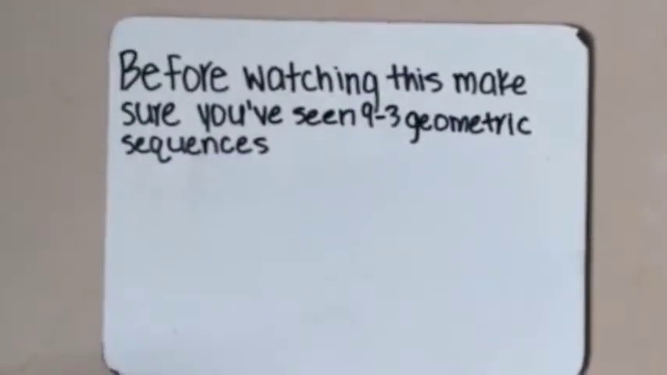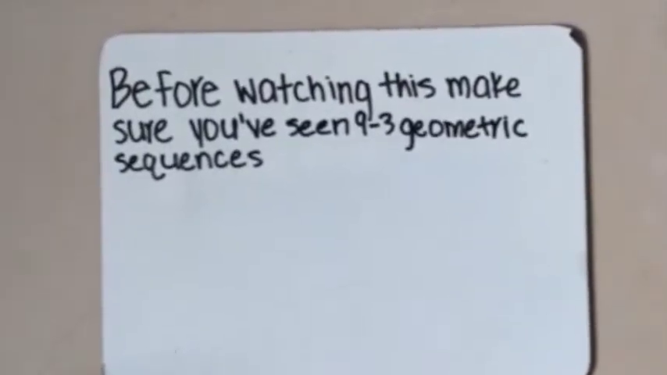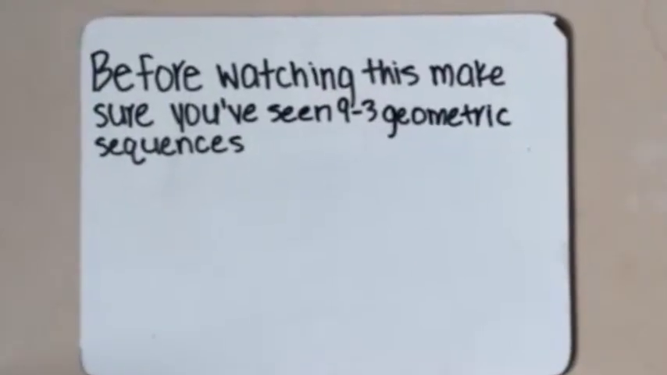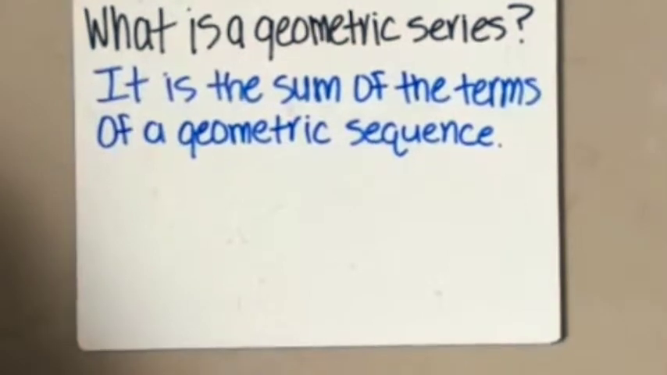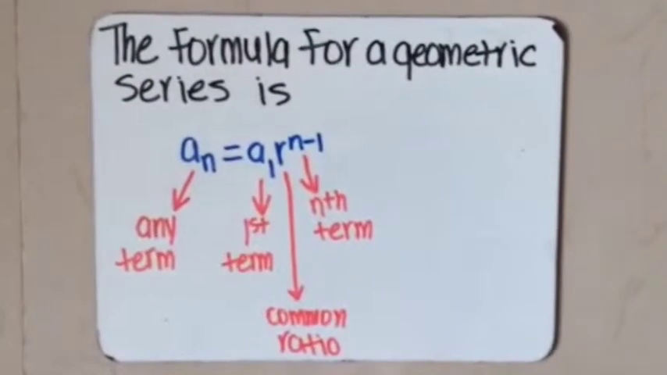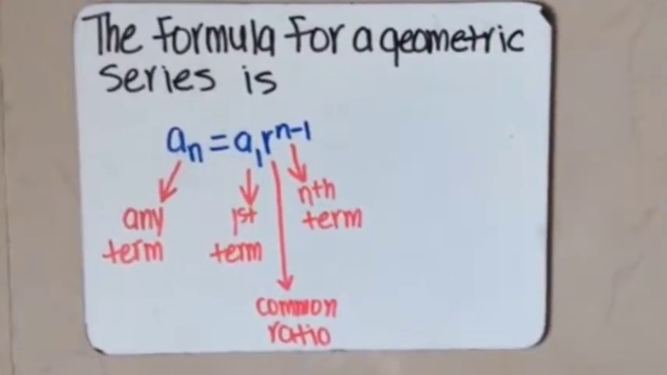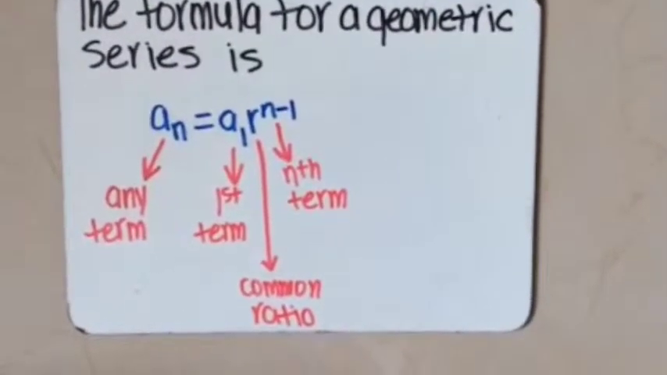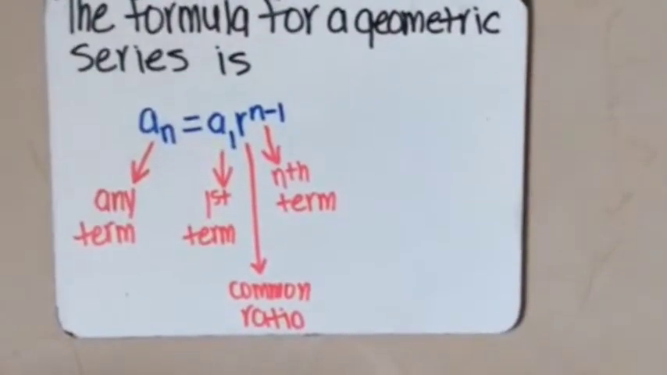Before watching this, make sure you've seen 9-3 geometric sequences, because it's very important to know the previous information to be able to do this one. What is a geometric series? It is the sum of the terms of a geometric sequence. The formula is an equals a1 r to the power of n minus 1, where an equals any term, a1 equals the first term, r is the common ratio, and n equals the nth term.